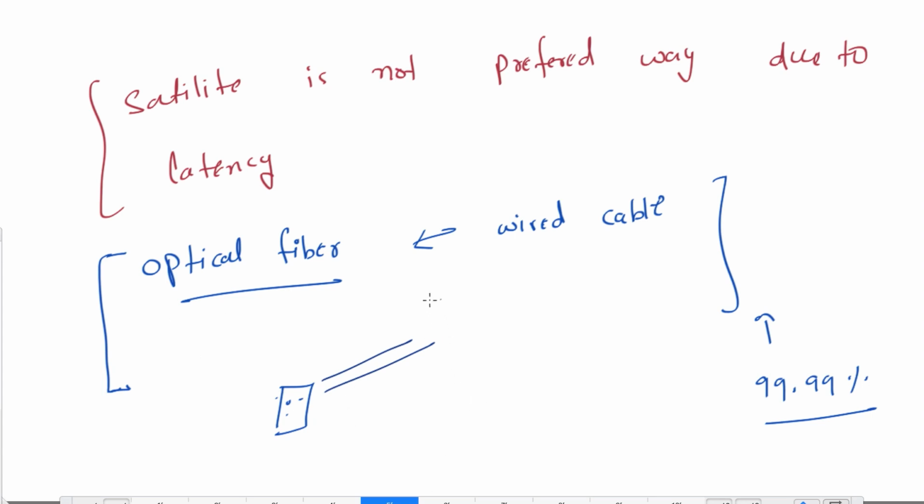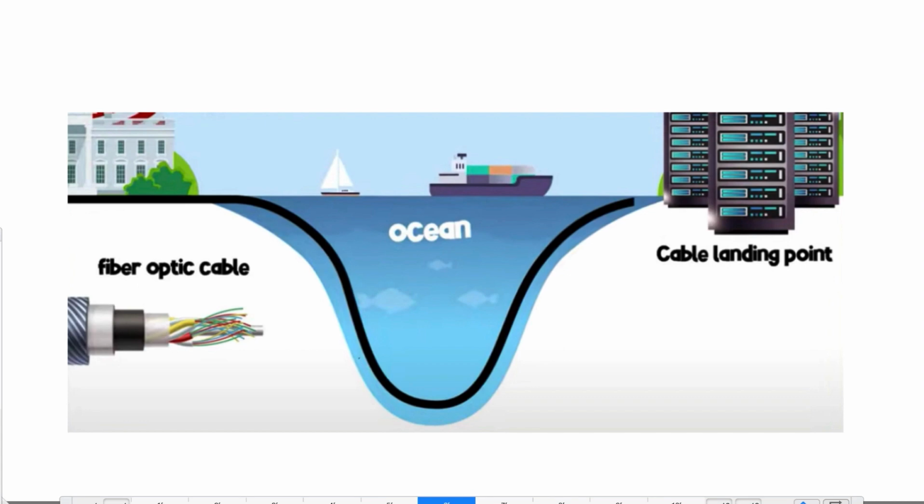These optical fibers are spread across the whole world, which means under the ocean also there are many optical fibers that are laid, and we use these optical fibers. There are companies which install these optical fibers, called ISPs. These are the tier 1 ISPs. Tier 1 ISP means these ISPs connect different countries.